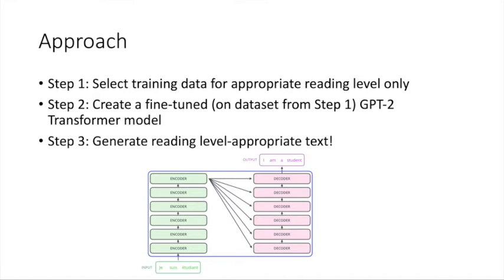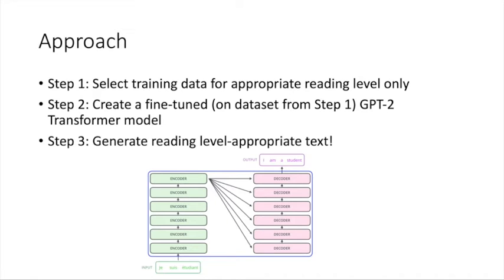So how did I actually go about solving this? Step one was selecting training data for the appropriate reading level. To determine the reading level of a given sentence, I used the Flesch-Kincaid algorithm. Then I fed into that algorithm all of the sentences from the 108 books in the dataset, and I selected only those that matched the reading level or were below that.